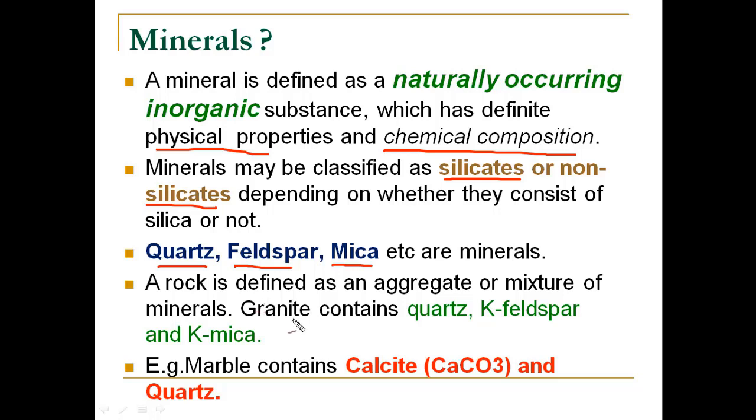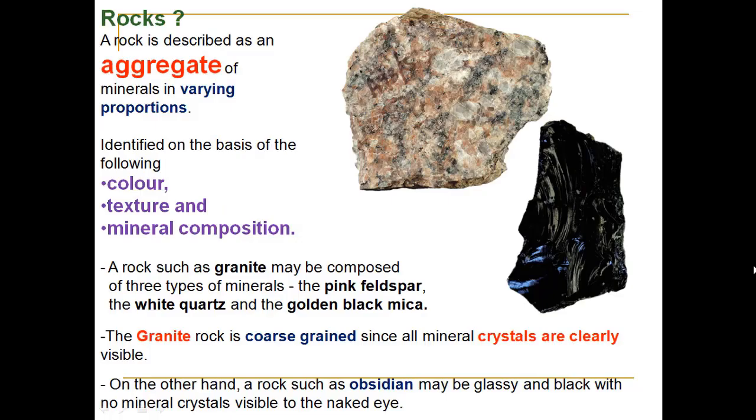Granite is the best example. Granite contains quartz and feldspar and even mica. For example, marble contains calcite, CaCO3, and quartz. Now we'll look at rocks. A rock is described as an aggregate of minerals in varying proportions. As you can see, this is a sample of granite. Now granite is an igneous rock. As you can see, these crystals are visible here: white, pink and black.